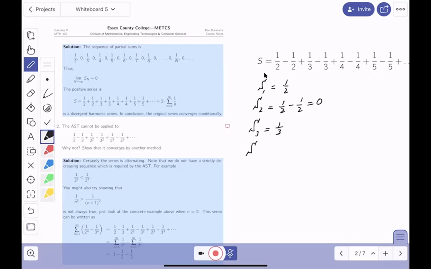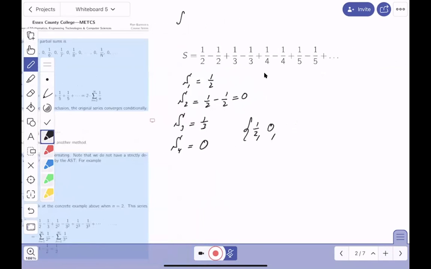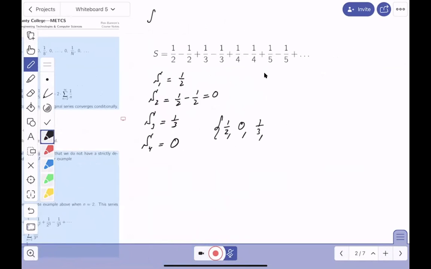What's S4? I think you get the idea. I'm going to use the first four terms, 1, 2, 3, 4. That would be 0 now. So I think I'm ready to write it down. I'll write down what the partial sum sequence looks like. We're looking at the partial sums. So 1/2, 0, 1/3, 0, 1/4, 0. You get the idea what I'm doing?